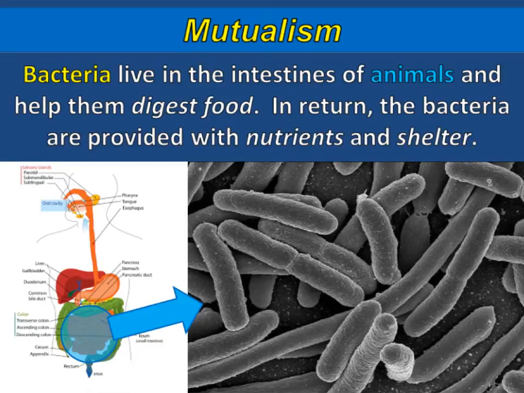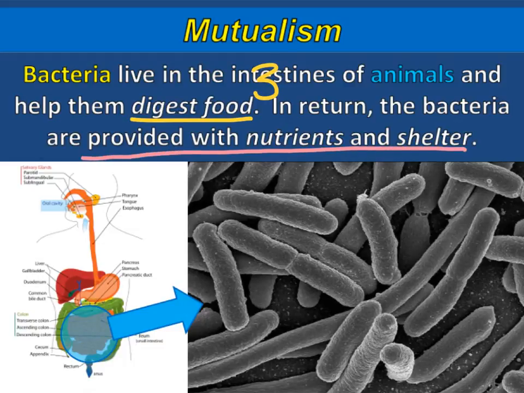On number 3, bacteria help animals by digesting food. So that's number 3. Digest food. Number 3A, in return, animals help bacteria by providing nutrients and shelter. That is number 3A. Providing nutrients and shelter is number 3A.